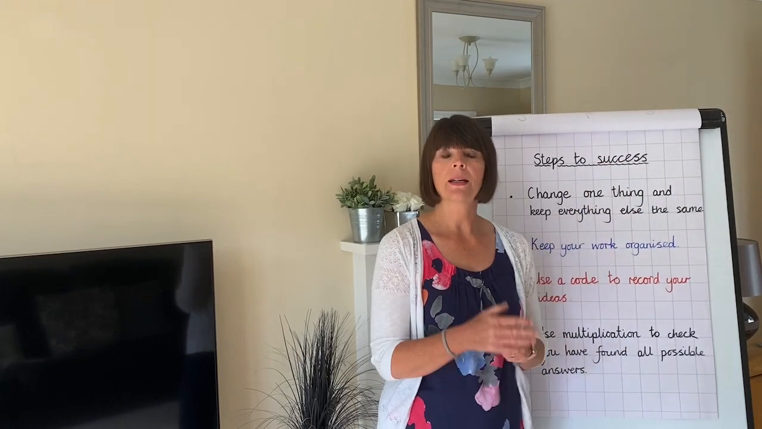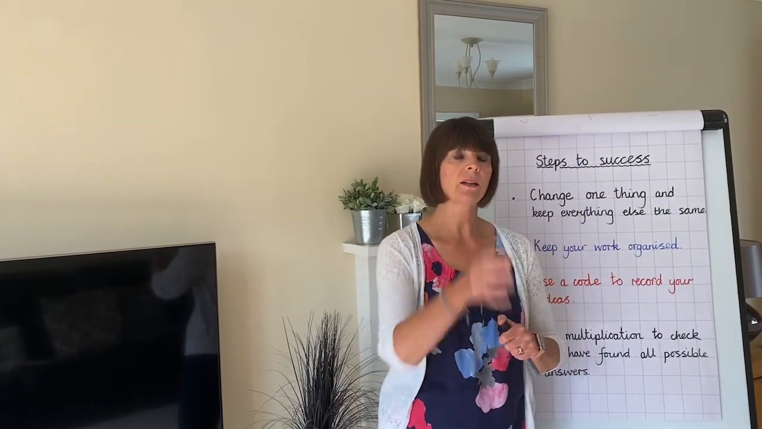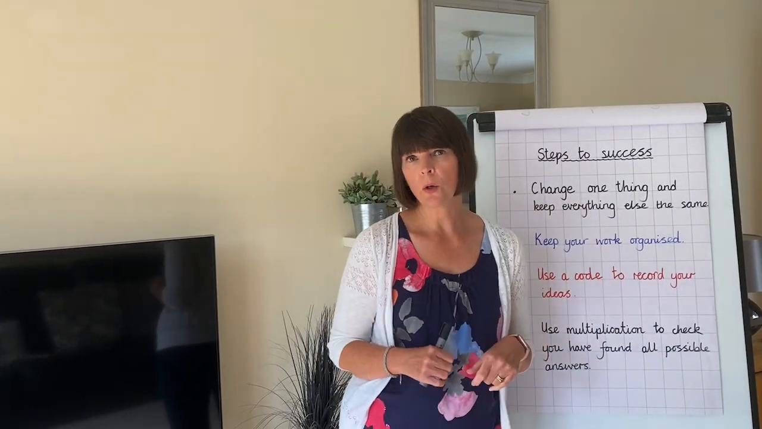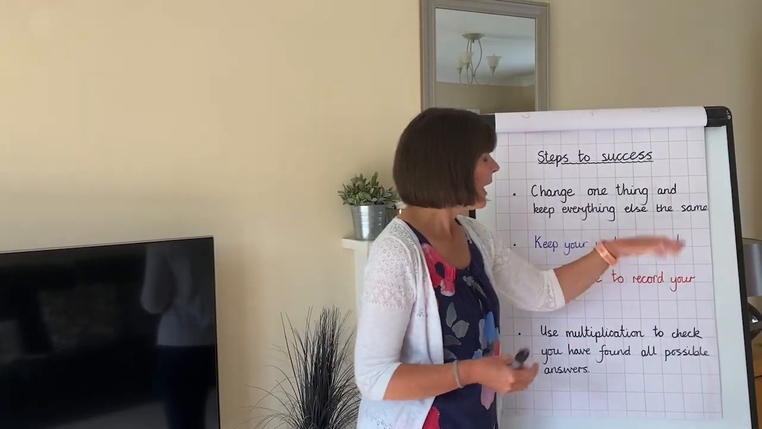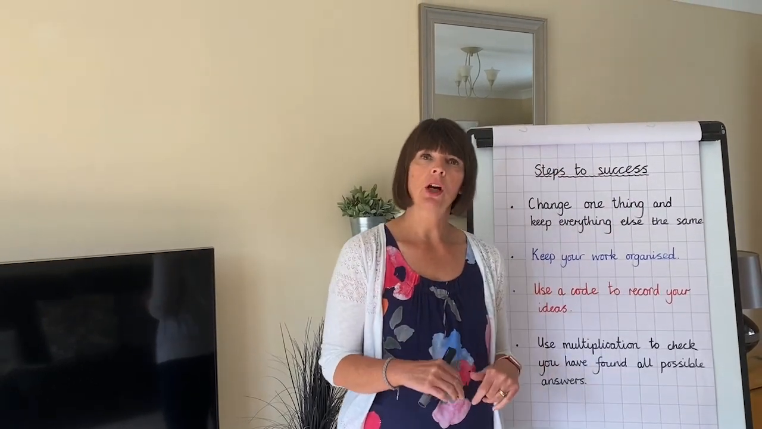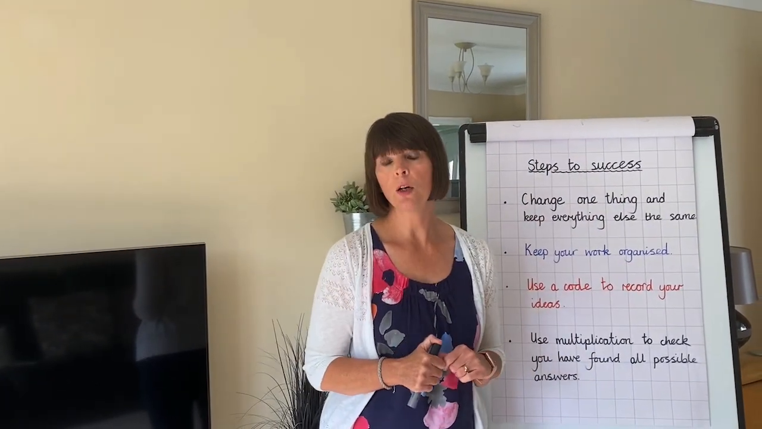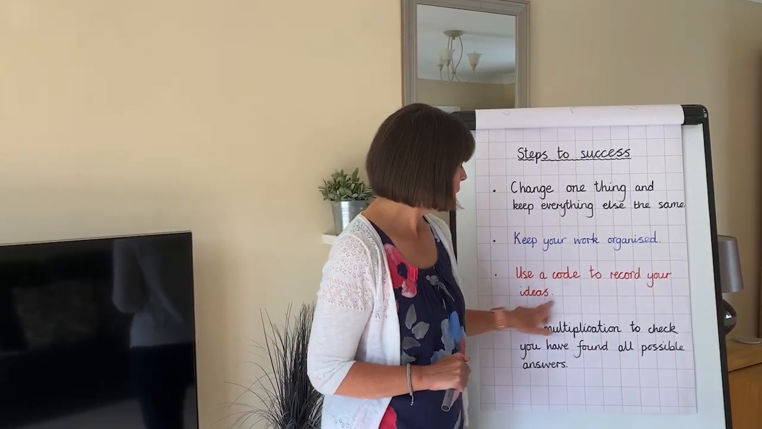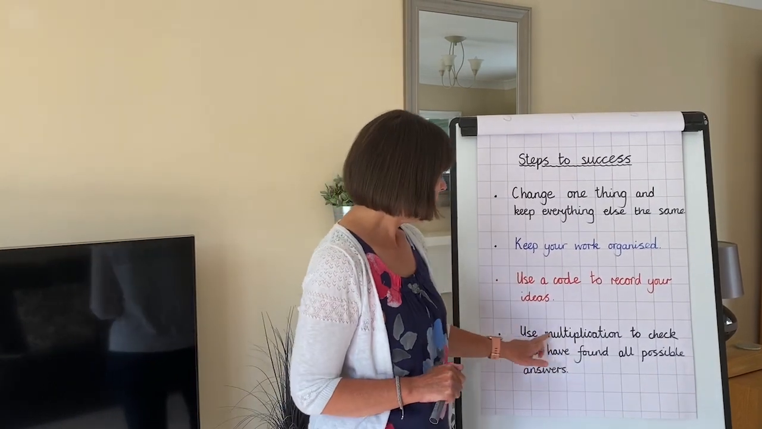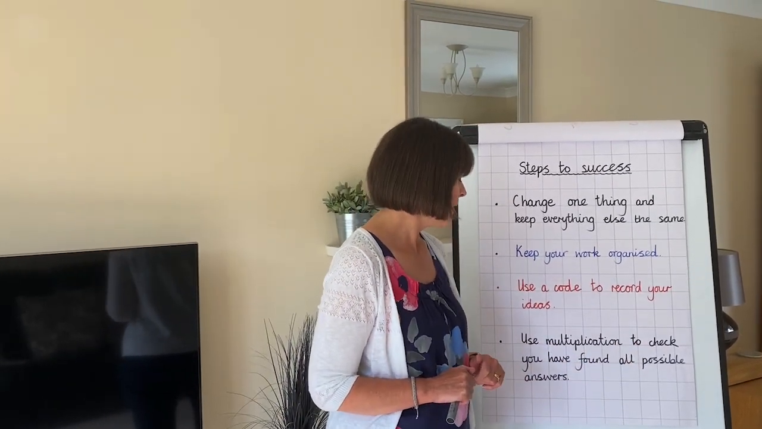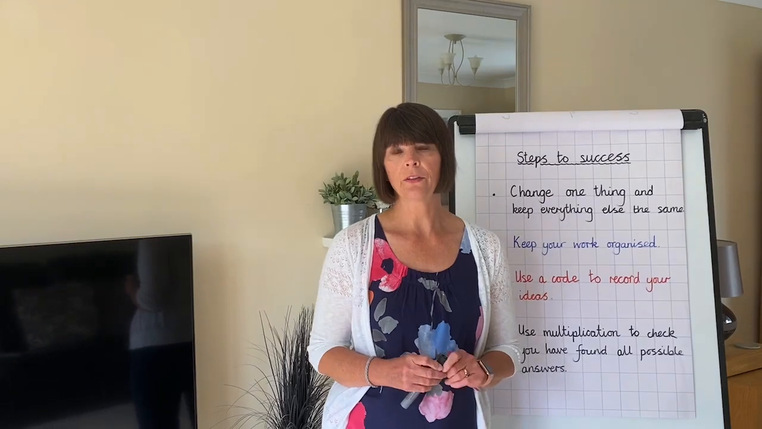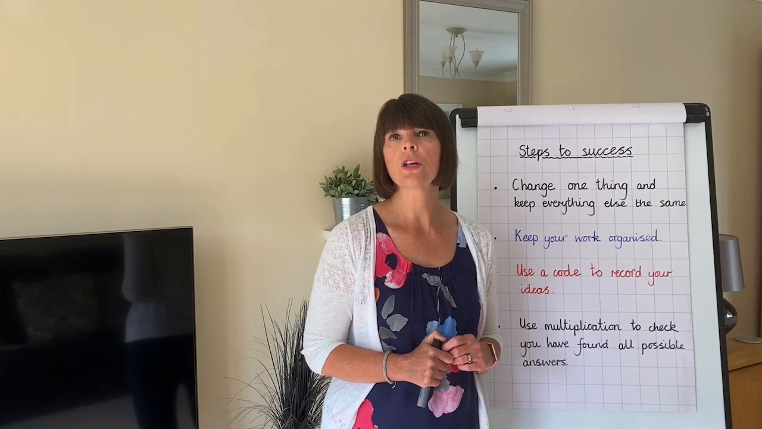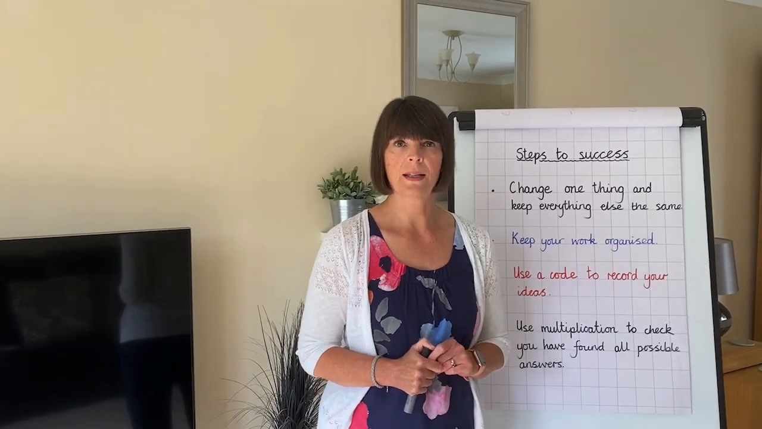So you saw how I had a go at organising my recordings. I used a code to enable me to write that down quite quickly instead of writing out whole words. And I wrote that down in a little bit of a chart. You could make a chart using a ruler, or you can just write them down in your book. It's absolutely up to you. So use your code to record your ideas, and then use multiplication to check you found all possible answers. So look at multiplying how many of each set you've got to double check that you found all your answers.